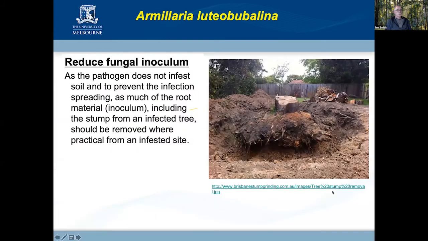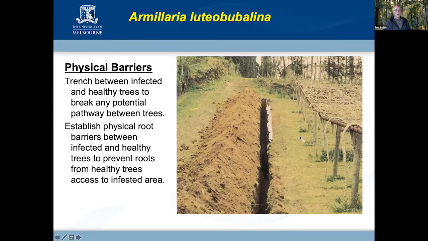So what can we do? We can reduce the inoculum. This is the sort of approach that's taken in home gardens and in council gardens, where you get the infection. You have to remove the whole trunk. That takes out most of the inoculum sources from the site. We can create physical barriers.